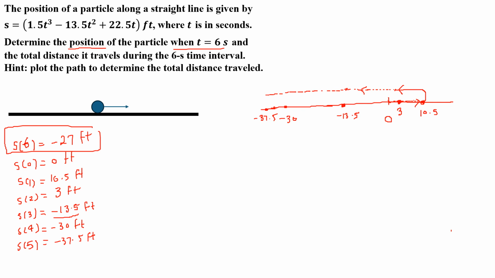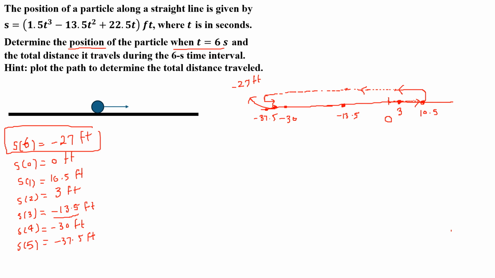Now at 6 seconds, in fact the particle went back a little bit and now it is somewhere maybe here. So this point here is negative 27 feet, right? So that's the path of the particle. So simply we need to find the distance. Simply I need to count.